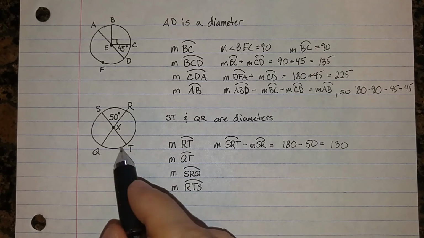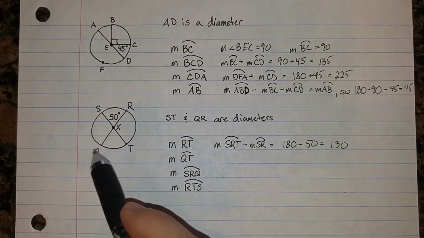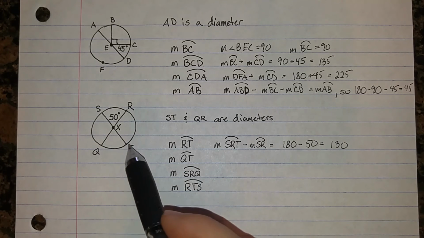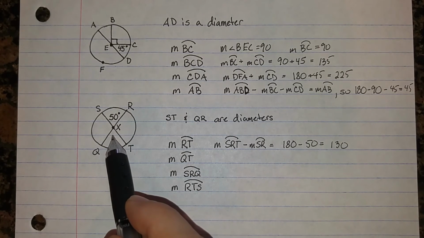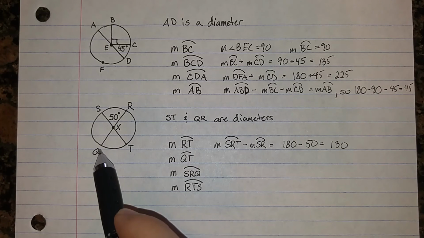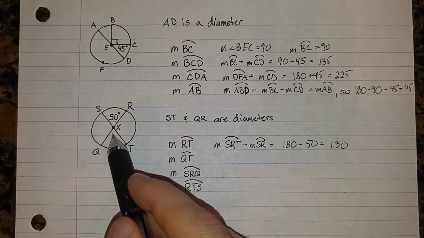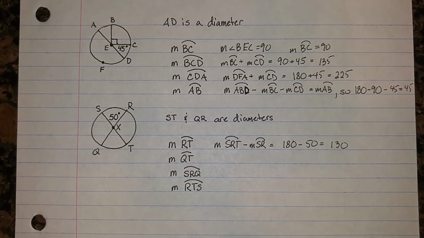For QT, remember that these were diameters. That means that they are straight segments. When you have intersecting lines or segments, they create vertical angles. So if this is 50 degrees, this has to be 50 degrees. And if that's 50, this arc is 50, because the angle measurement and arc measurement are the same.